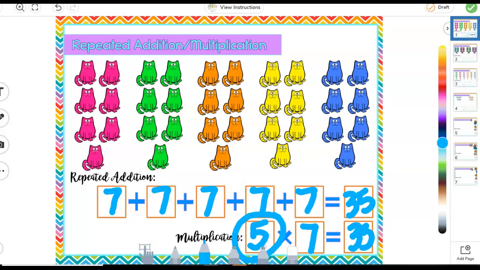Very good. So if I wanted to take the time and count all the cats, I would say that, okay, there's 7, 8, 9, 10, 11, 12, 13, 14, 15, 16, 17, 18, 19, 20, 21, 22, 23, 24, 25, 26, 27, 28. Into the blue, that's 29, 30, 31, 32, 33, 34, 35. So I know my answer is correct, okay? All right, next one.